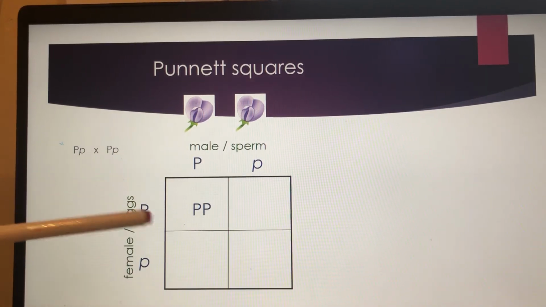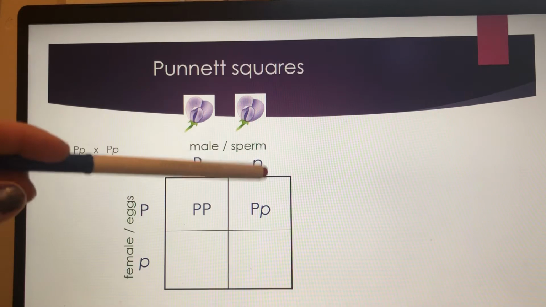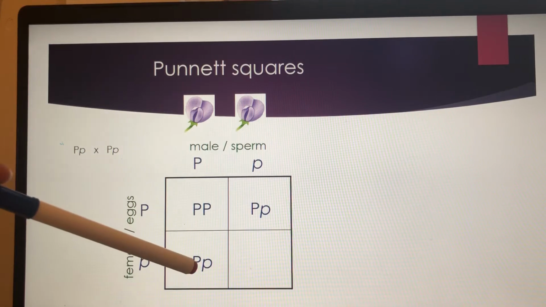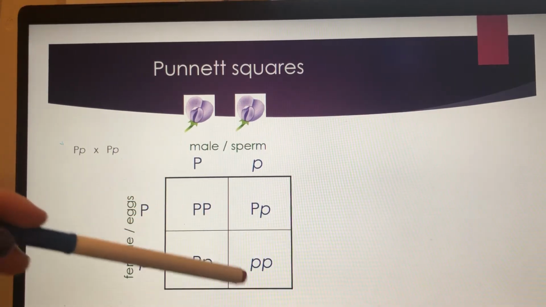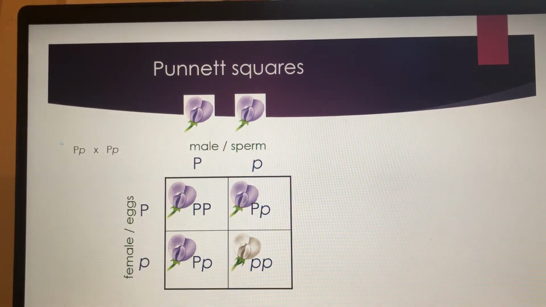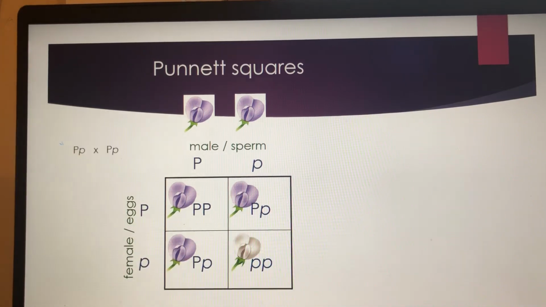In this case, the mom gives her big P, the dad gives his big P. The mom gives her big P and the dad's little p drops down. Here, the mom gives her little p and the dad gives his big P. And here, you have little p, little p, because both the mom and the dad give little p's. All right. So here we have 3 purple flowers and 1 white flower, because here the purple is dominant over the white, so you have the homozygous recessive expressing the trait, okay?